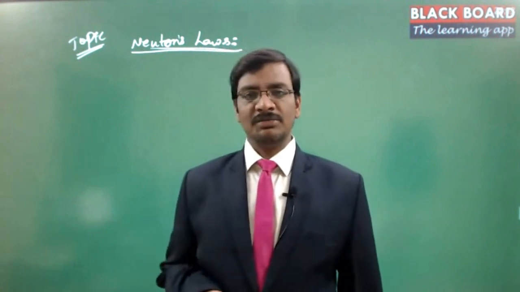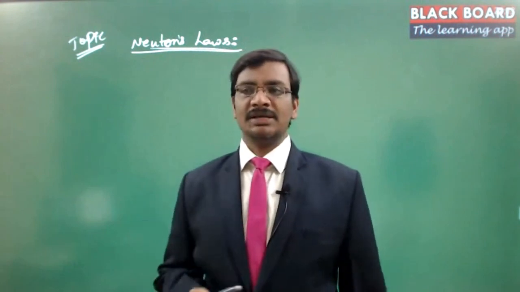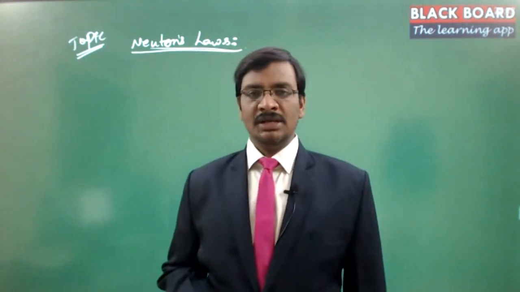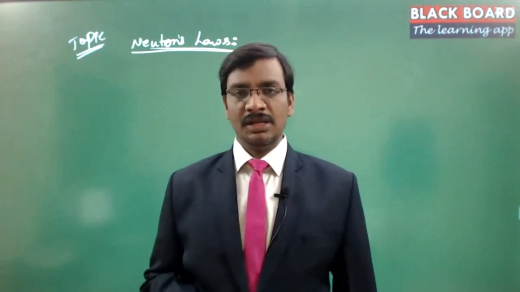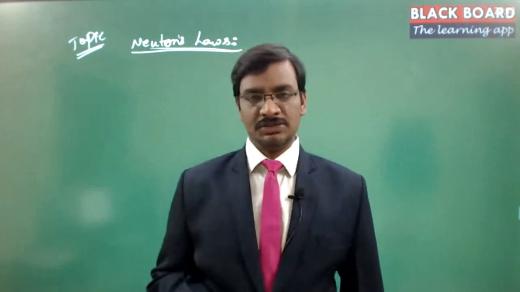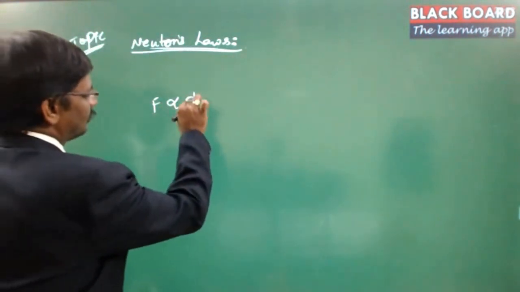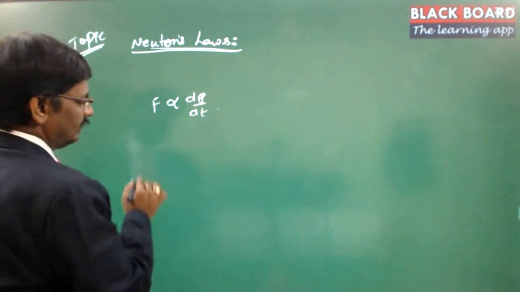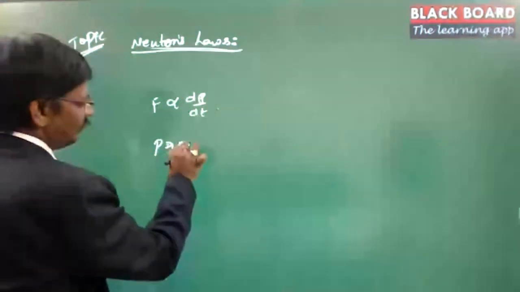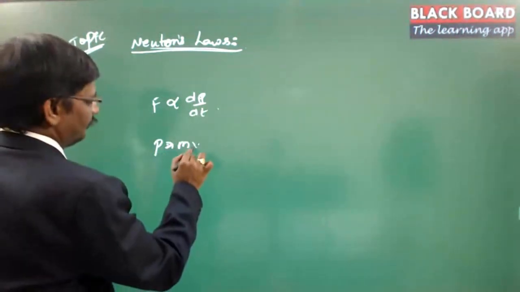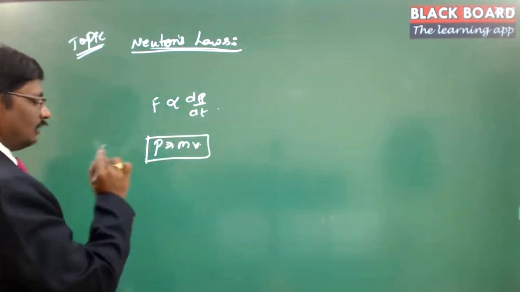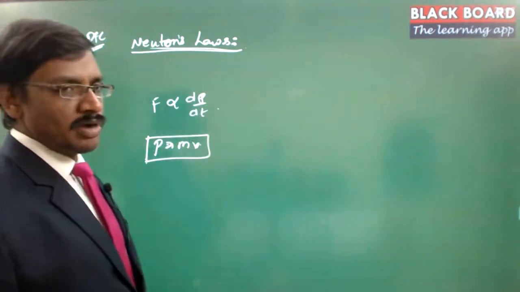But the second statement makes the complexity. The second statement states that the force required is directly proportional to the rate of change of momentum. So the force required is directly proportional to dP by dt, where P is the product of m into V, which is what we call the momentum.